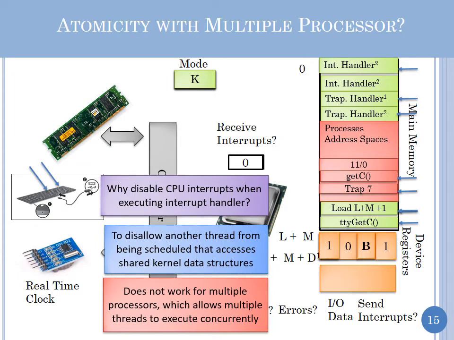So now we get into this original question: why disable interrupts when executing an interrupt handler? To provide atomic execution. But what do we do when there are multiple CPUs? When you disable interrupts, you're disabling your interrupts, not everybody else's interrupts. Since there are multiple CPUs, there can be multiple threads, and these threads can make kernel calls at the same time and access this shared data structure concurrently.